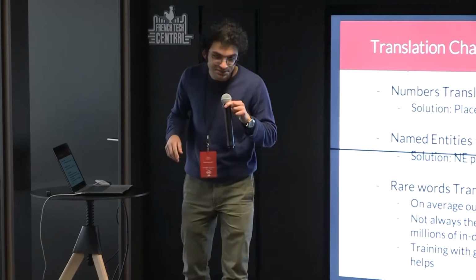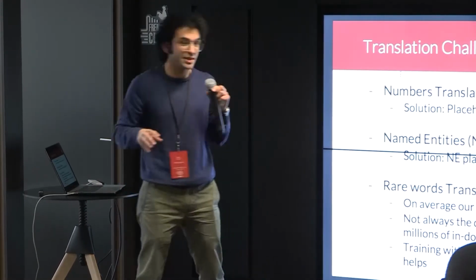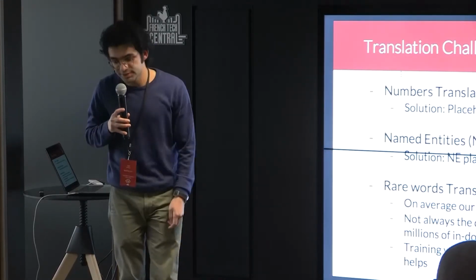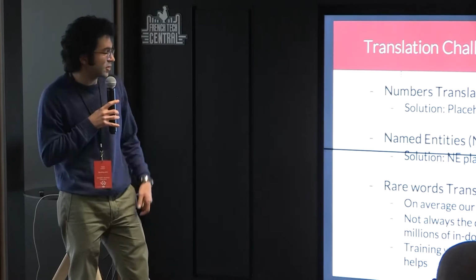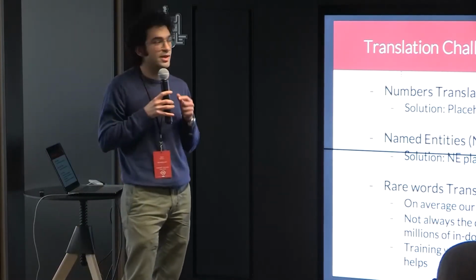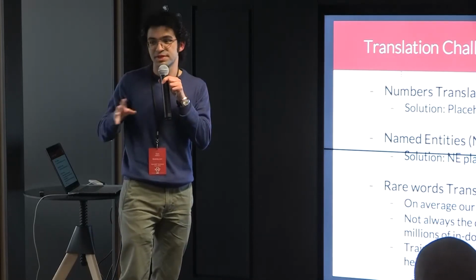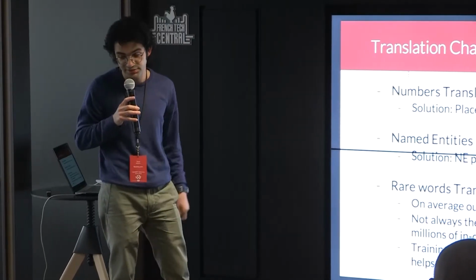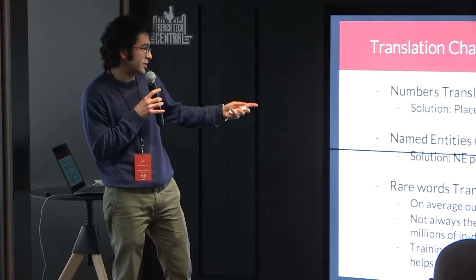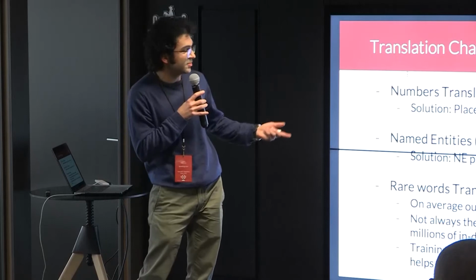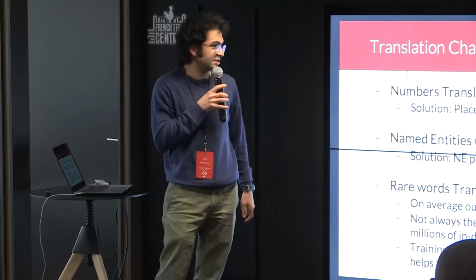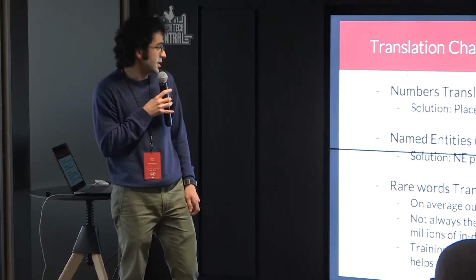So I'll discuss briefly some of our challenges in translation in general, and some of our approaches to fix them, like number translations. It happens a lot that we have numbers translated incorrectly, even if you have a lot of in-domain data. We handled this by introducing placeholders for distance, time, currencies, dates, and so on.